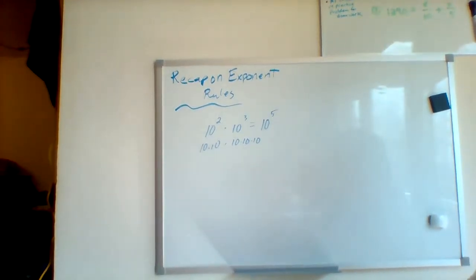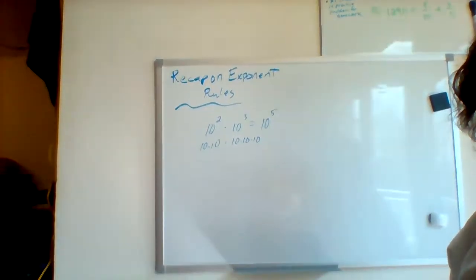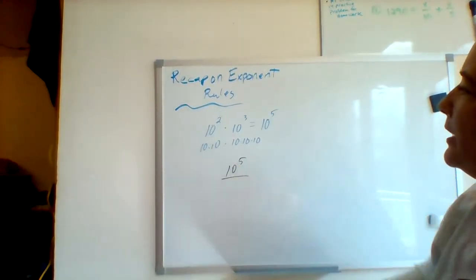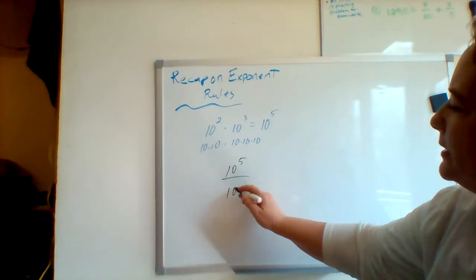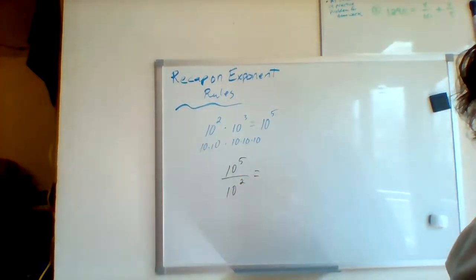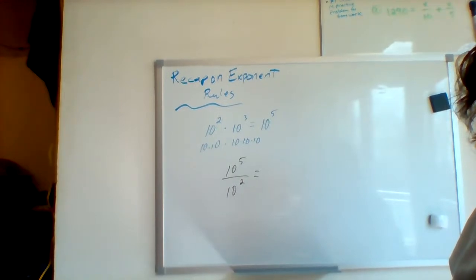Okay, let's do another one that you're going to use today. And how about this? Let's go the opposite a little bit. What if I started with 10 to the 5th and I wanted to divide it by 10 to the 2nd power? What would I do with that? Same base, so I'm okay. I can apply the rule. And again, if you don't remember the rule, expand it.